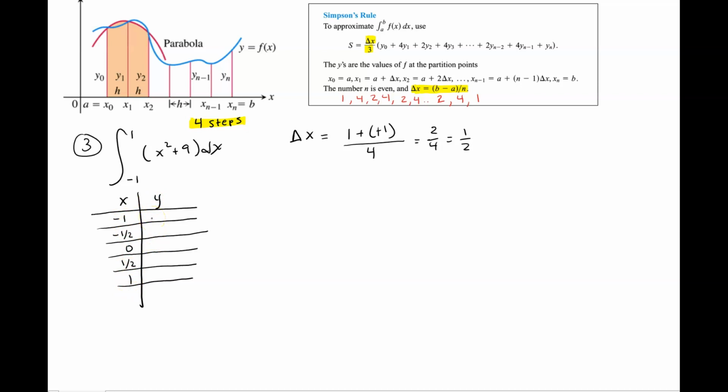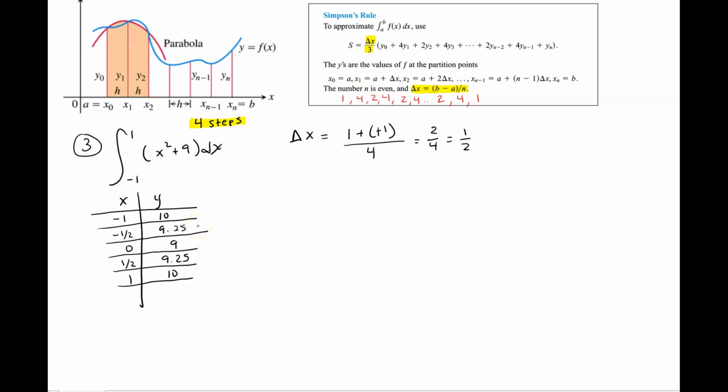So what does it look like? Well, the first one here is going to be 10, followed by 9.25, followed by 9, and it's symmetric, so 9.25, and then 10. All right. And it's a quadratic function, so that explains why we end up getting this symmetry here.